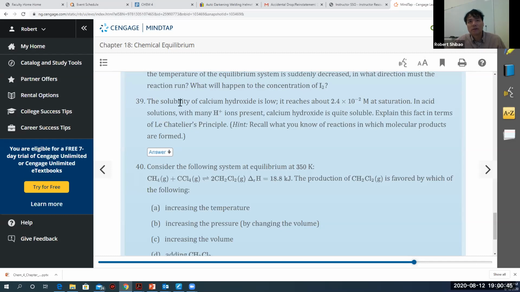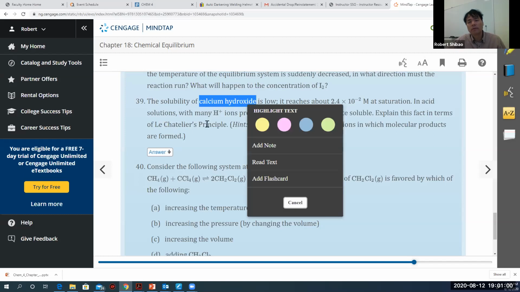The solubility has two definitions. One definition is: is it soluble or insoluble? That is, will it dissolve or not dissolve? That's qualitative. That's the solubility rules. For calcium hydroxide, we qualitatively said this: hydroxides are all insoluble except for group 1, ammonium, calcium, strontium, barium. And so we called calcium hydroxide soluble, but now they're saying the solubility of calcium hydroxide is low.